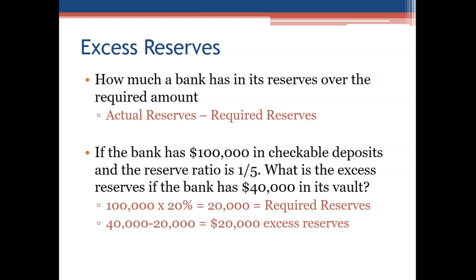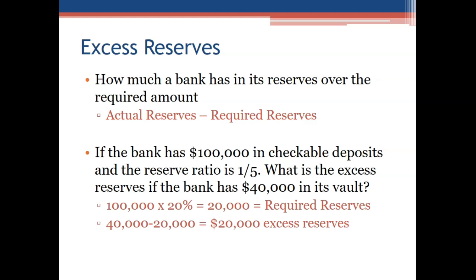Notice the checkable deposits are not always equal to the required or the amount of reserves on hand. The bank may have already done something with this. They may have already done a loan, they may have bought property, they may have paid their staff, we don't know. At the end of the day, though, they only have $40,000 left in its vault.